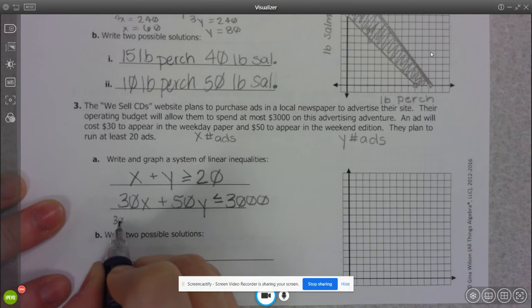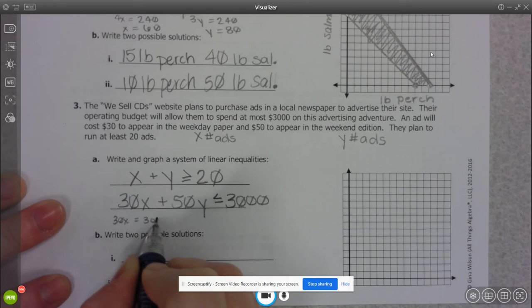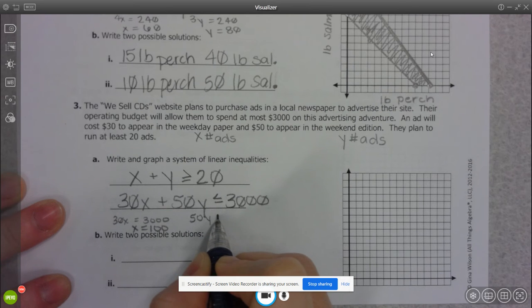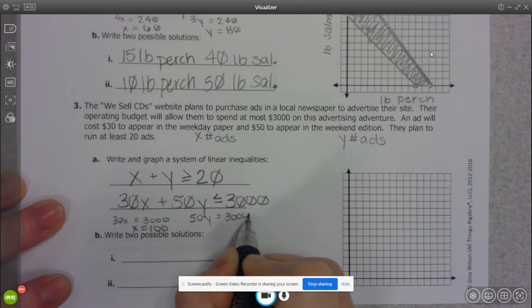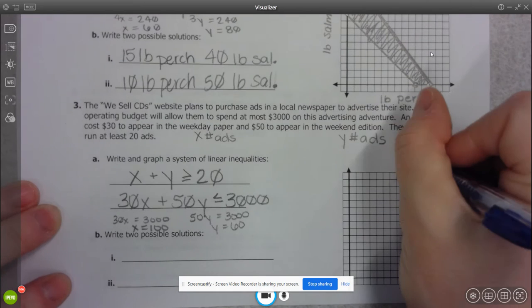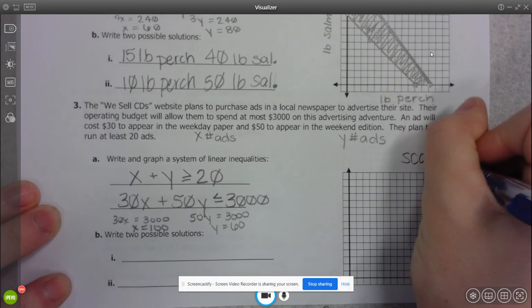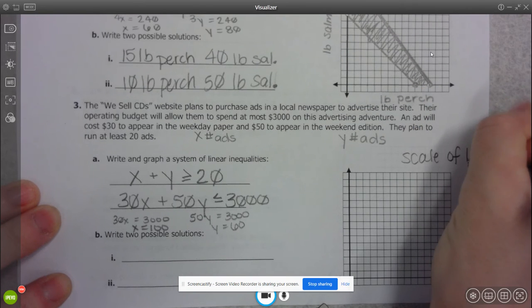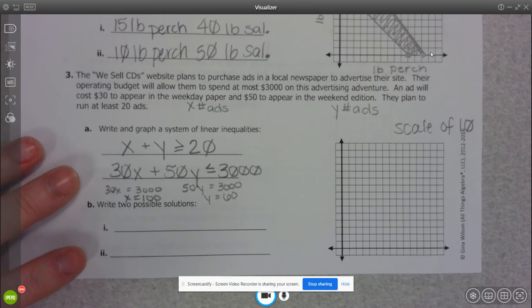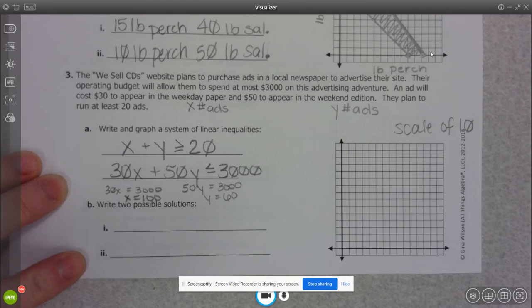So if I have 30x being equal to 3,000, that would give me an x value of 100. And then if I have 50y being equal to 3,000, that gives me a y value of 60. So I need to be able to get up to 100. So I'm going to go ahead and say that my scale is 10. Otherwise, I'm just not going to have enough space.